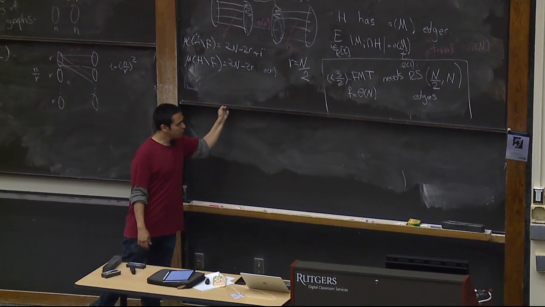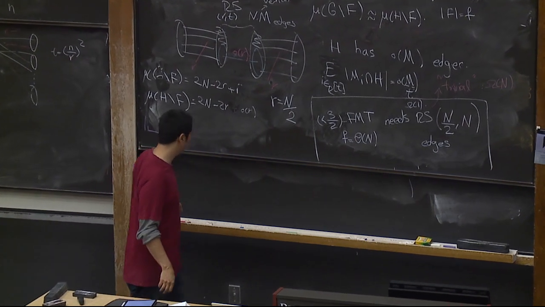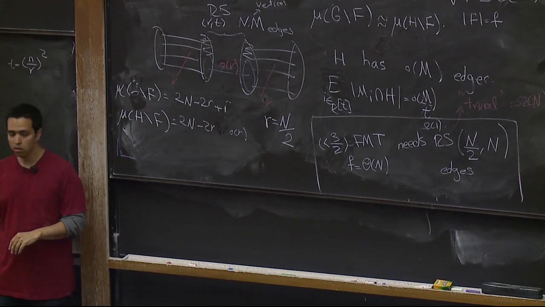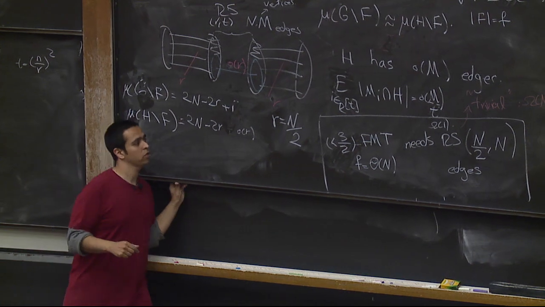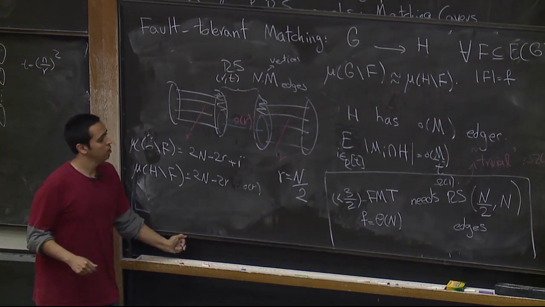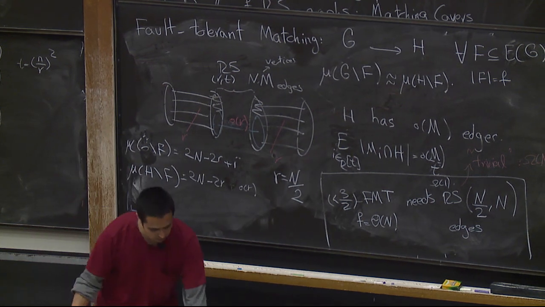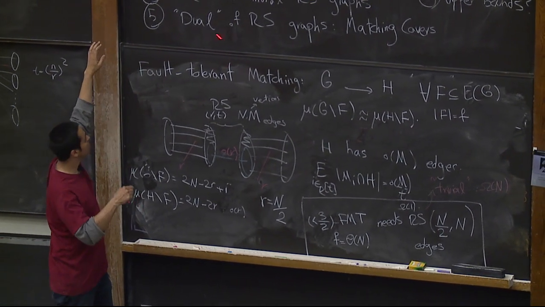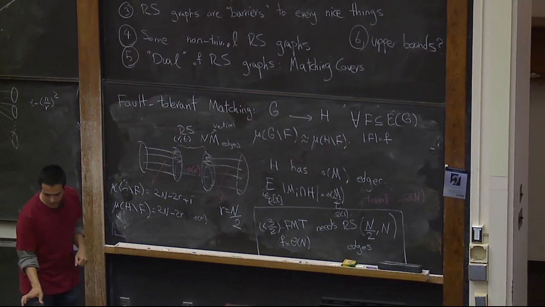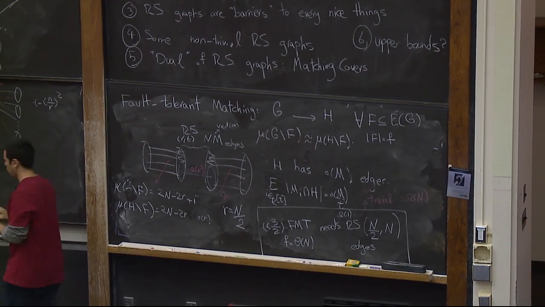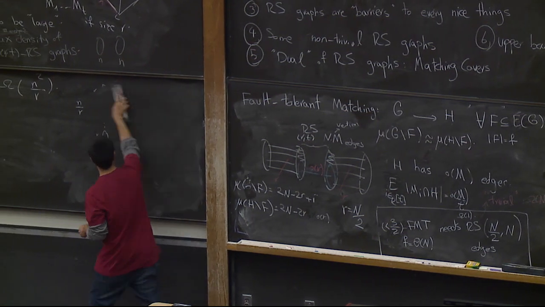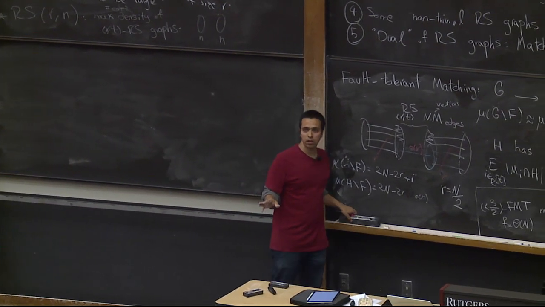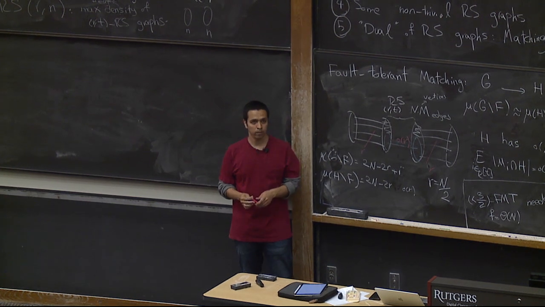Let's do one other thing here, because it may be more relevant to our example. Suppose I wanted an additive approximation. No, let me do the construction first, then I'll come back. Good. We are talking about some non-trivial RS graphs. I'm going to erase this; we don't need this anymore. Any question up until here?